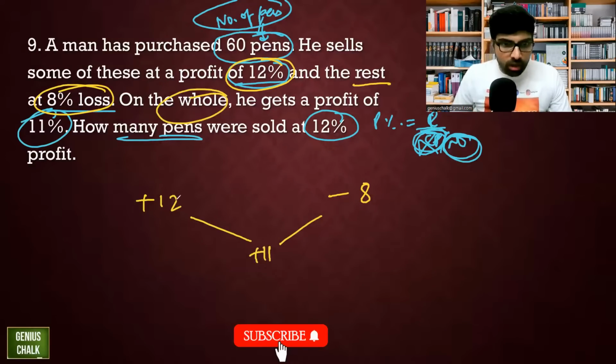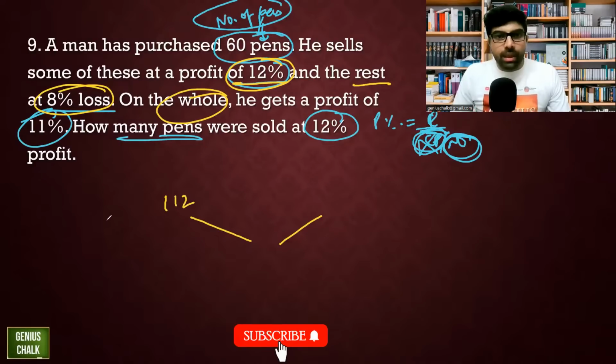If you are confused here, don't use plus sign, minus sign. You can do it like this. Suppose I have 100 rupees cost price. So profit of 12% means 112, and 8% loss means 92, that is 100 minus 8. Overall is 111. Now this will make things easy.